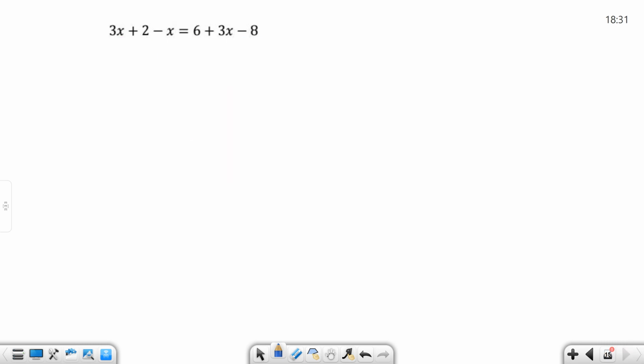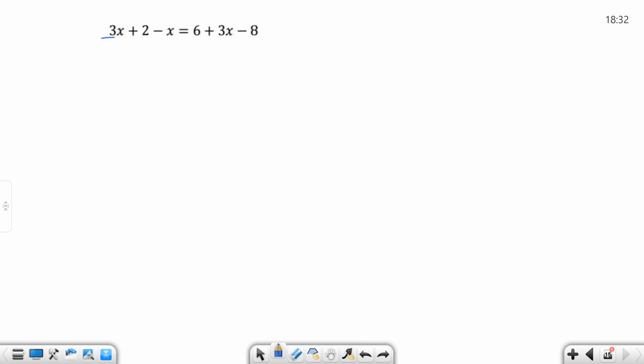And then here, 3x plus 2 minus x equals 6 plus 3x minus 8. Again, if we look at this, we need to simplify at least one side, and in this case, both. So what can I do just on the left? See, I'm going to not worry about any of this right here. Just on the other side. What do I need to do to simplify this side over here?